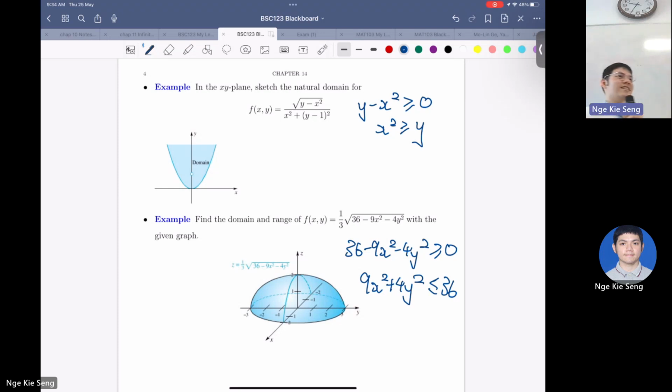Okay, let's start. Okay, continue. So what's the natural domain for the square root of y minus x squared, over x squared plus y minus 1? Oh, you mean this one, is it? So what's the restriction here?